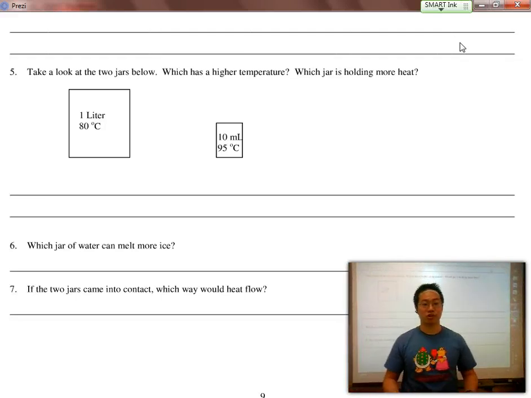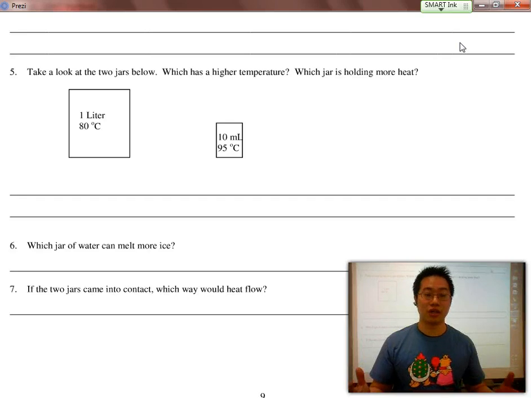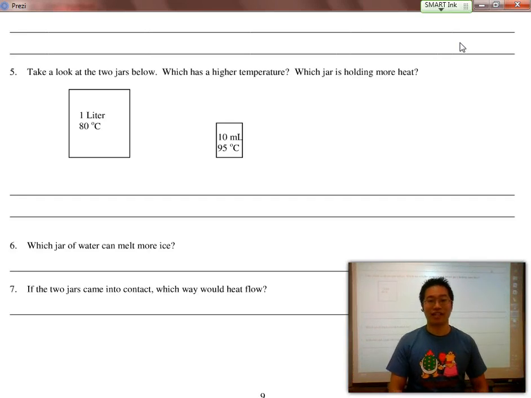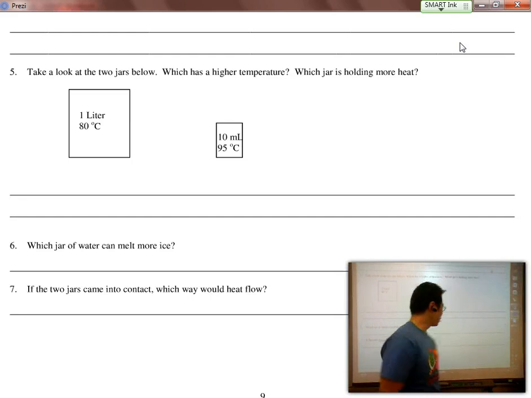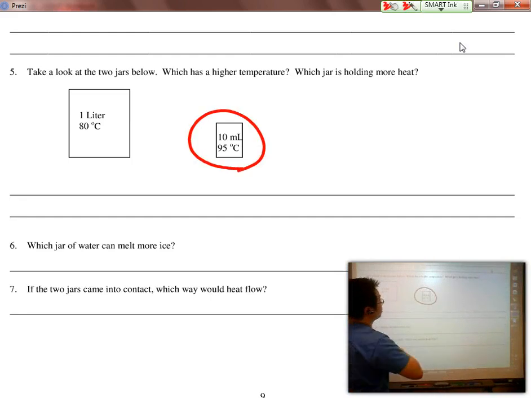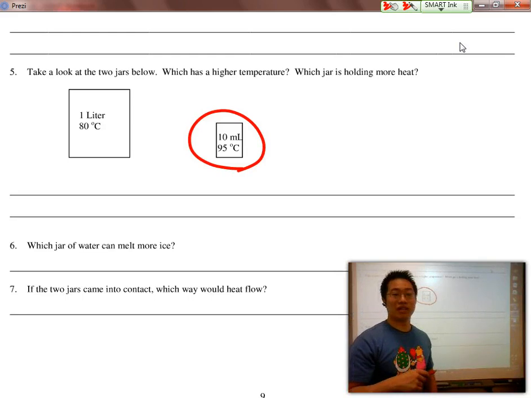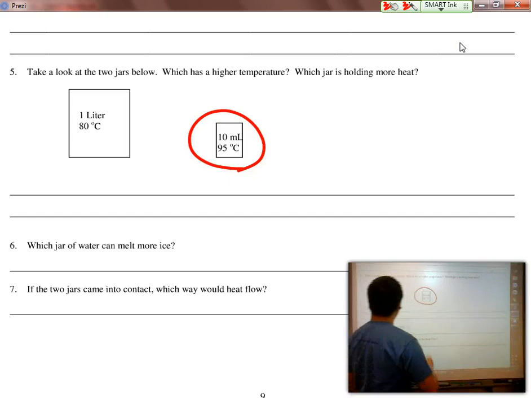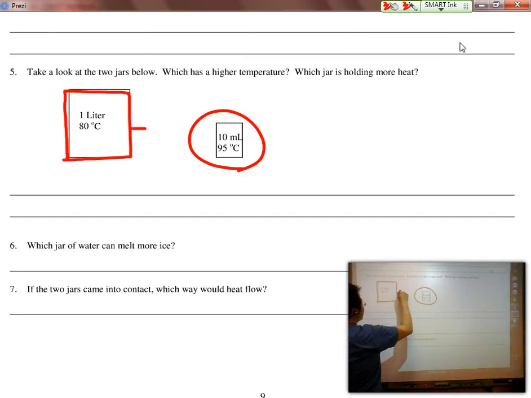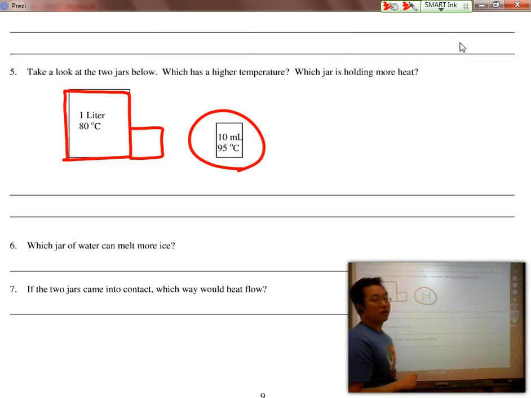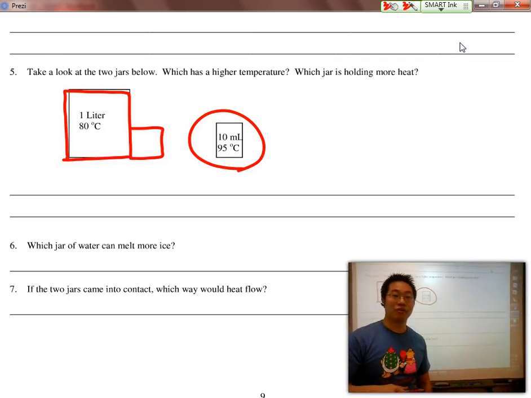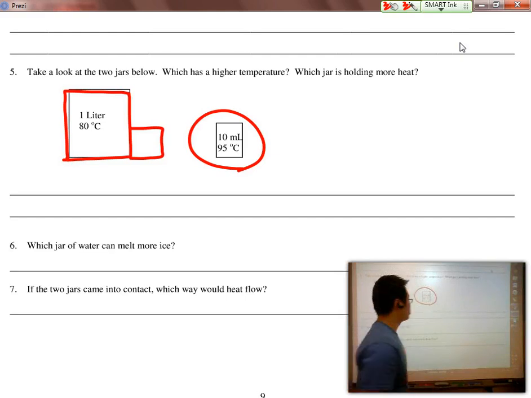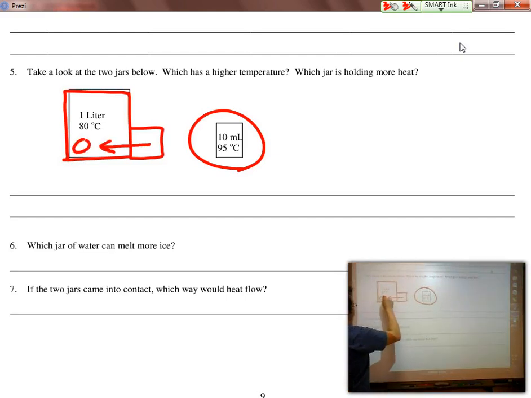So if you take a look at these two jars below, we have one large liter of a liquid at 80 degrees Celsius, and we have this tiny little beaker of another liquid at 95 degrees Celsius, which has a higher temperature. Obviously, this guy has a higher temperature. So if you were to combine those two jars and put them next to each other, heat energy would automatically flow from the higher temperature to the lower temperature. And by the way, we use Q to represent heat.